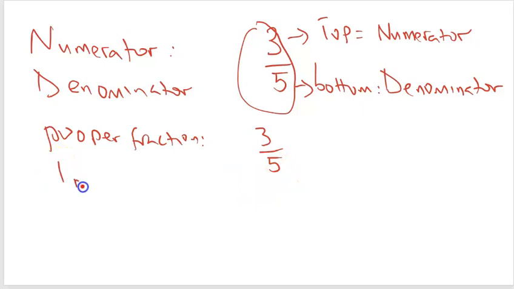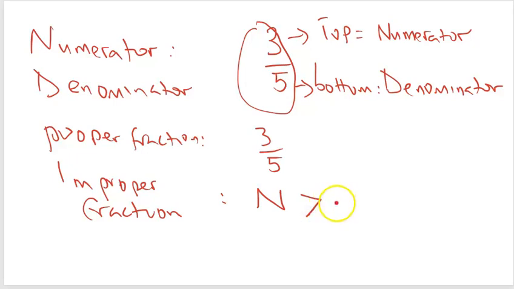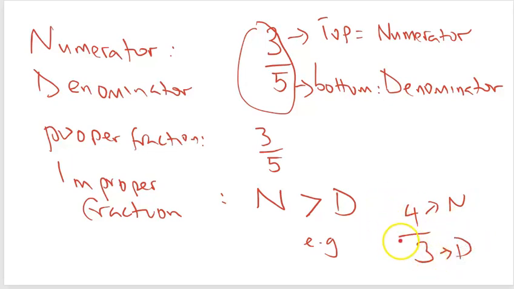Let me explain what an improper fraction is. An improper fraction is where the numerator is bigger than the denominator. For example, if you have 4 out of 3, the numerator is bigger than the denominator. So this is an improper fraction.